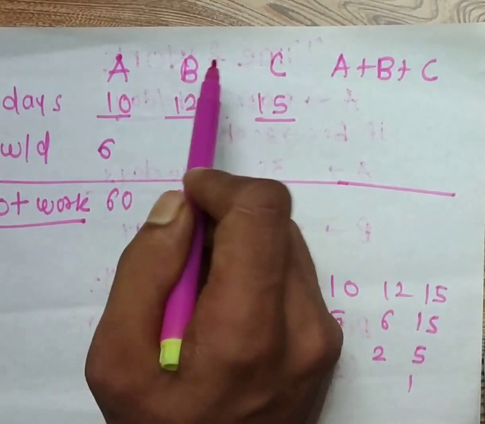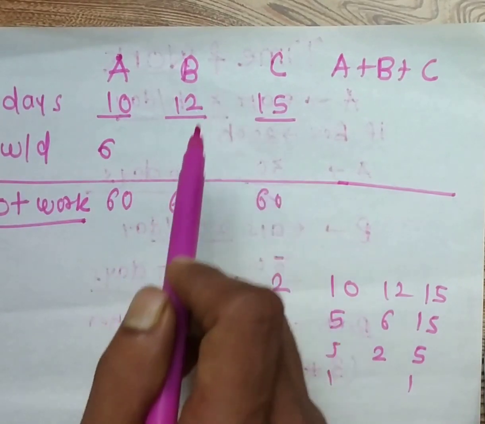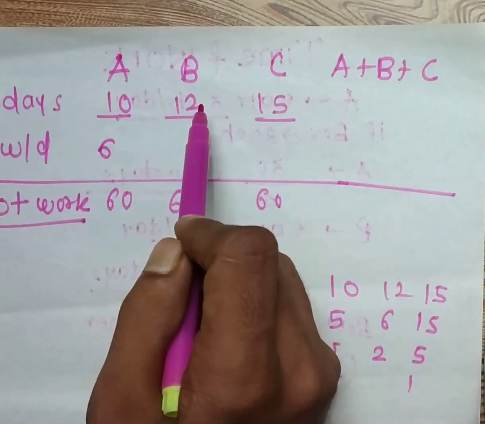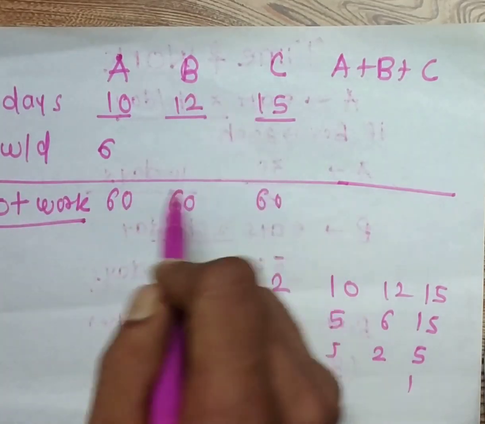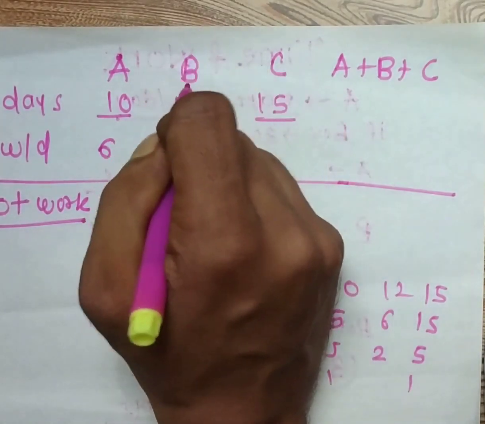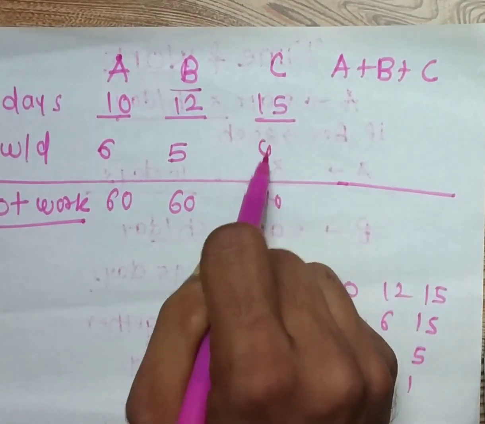Similarly for B, B is completing all the 60 work in 12 days. So work per day will be, 12 5s are 60. So 5 work per day is the speed of B. Similarly for C also, 15 4s are 60. So 4.